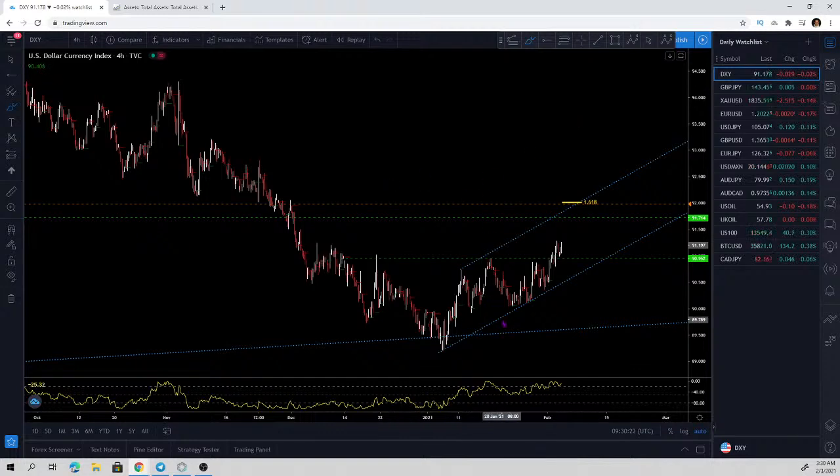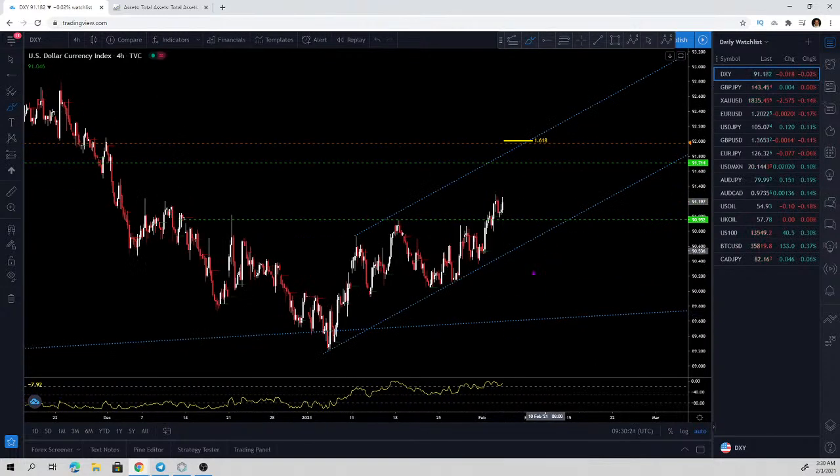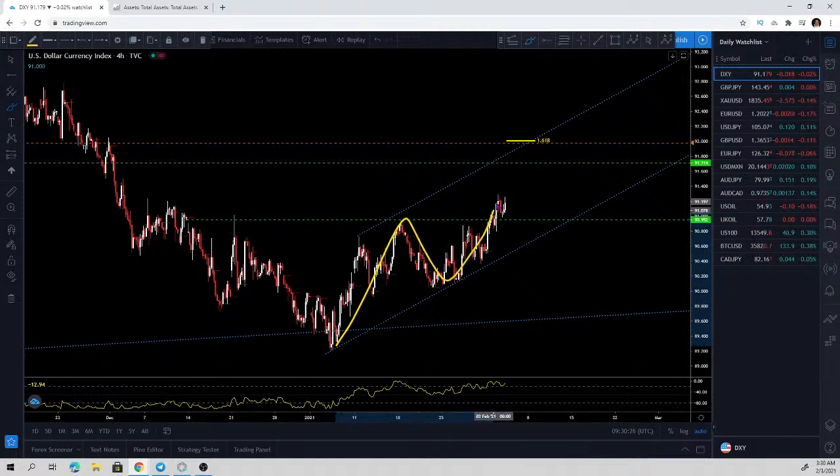Having said that, we are in an immediate bullish market in the US dollar, right? And I'm always looking for confluences in levels, confluences, right, in levels.